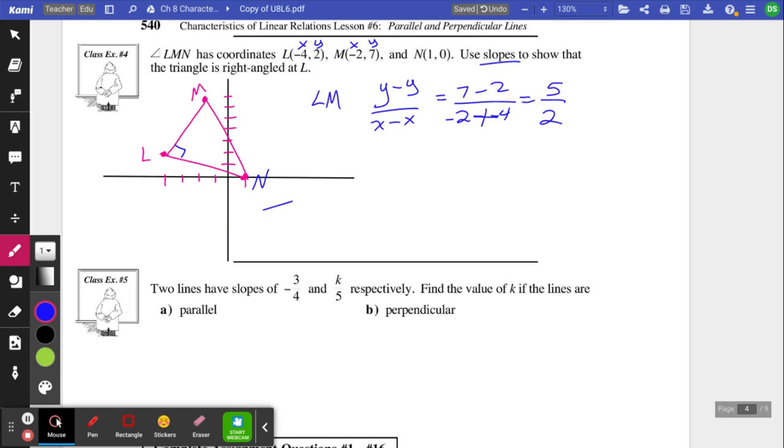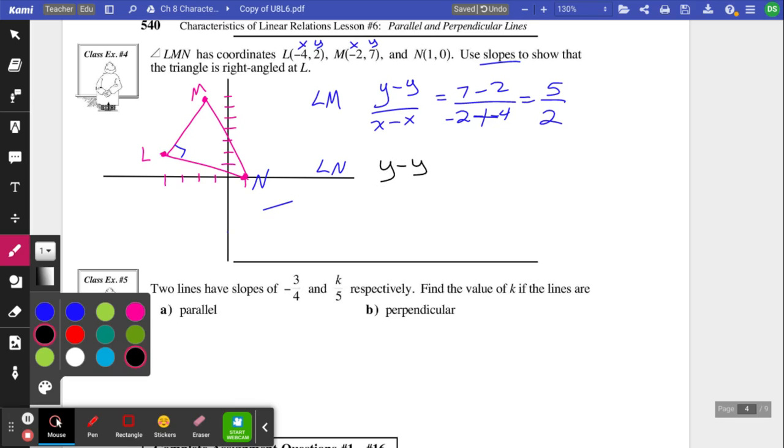Okay, now I need to do LN. That's gonna be negative. Right? I hope it's negative. If it's not negative, I did something wrong. So how do I find the slope of LN, Ben? Okay, 1 second. It's gonna be negative. So what's the formula for slope? Y take away Y over X over X. Okay, now go up here and label your X and Y. So I'm doing with L and N. This is X and Y. So I'm doing this point and this point.